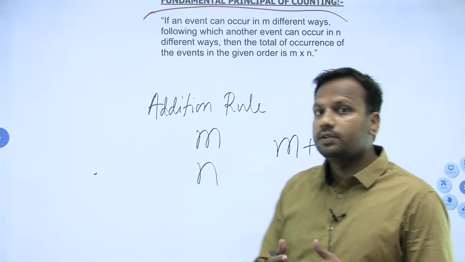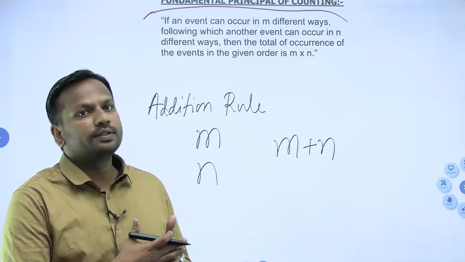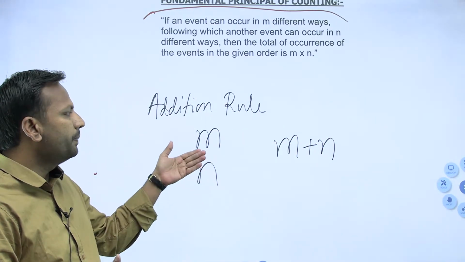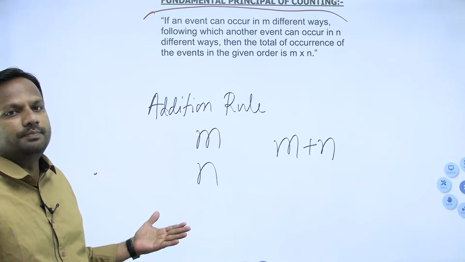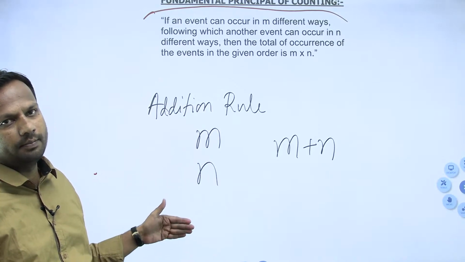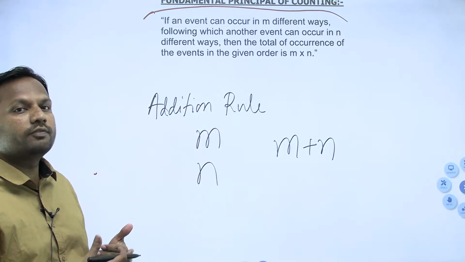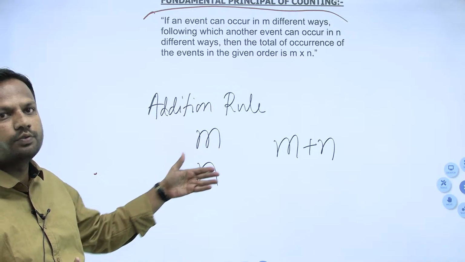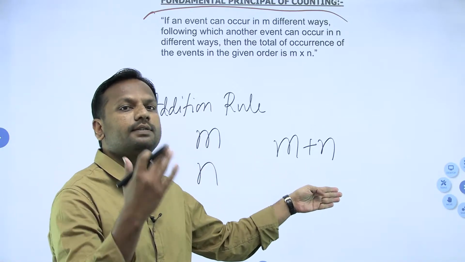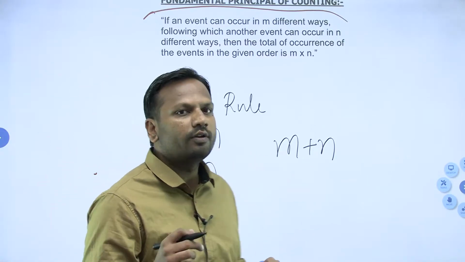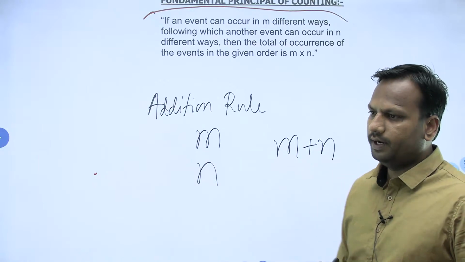Here, there is no simultaneous occurrence, students. Here, either m can happen or n can happen. So the total possible ways in which both the events can happen is m plus n ways. Let me give you one example according to the situation.